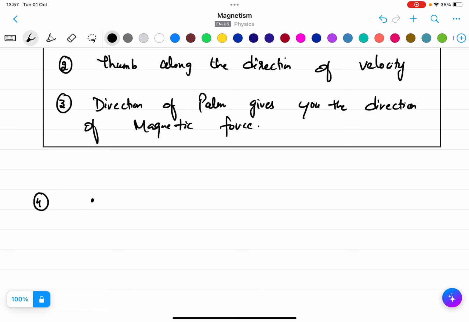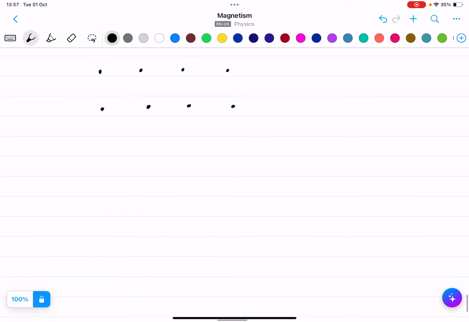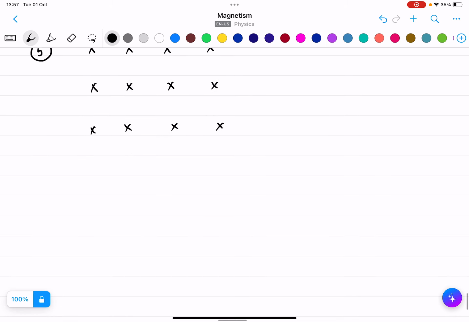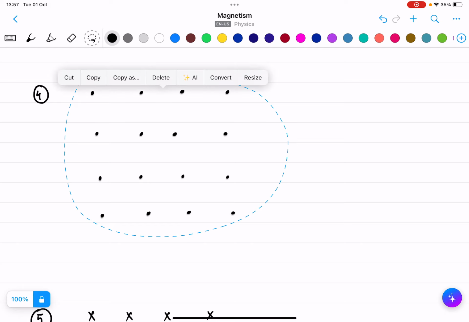So in example number 4, I will draw some dots. Okay, so I'm not playing any game with you. I'm just drawing some dots here. Okay, example number 5, I will draw some cross. Okay, and example number 6, again I've drawn some dots for you. So I'm just copying this.